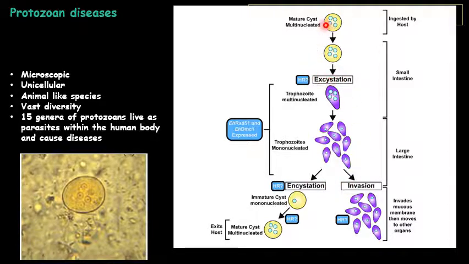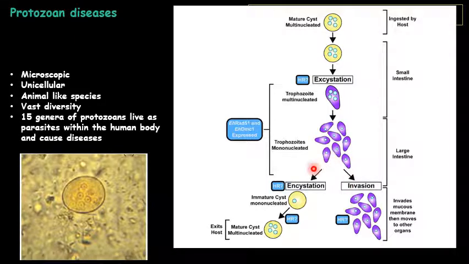As I told you, as soon as it enters into the host animal, the cyst will develop into a trophozoite, and this stage is known as excystation. So from excystation, it will start to infect the host body and multiply, and also undergo two processes again, which are encystation and invasion. So during invasion, it starts affecting our mucous membrane and then moves to several organs and affects different parts of the body.